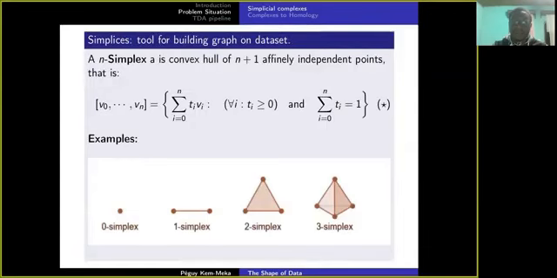To define the notion of simplicial complex, we need first to know the one of simplex. An n-simplex is just a convex hull of n plus 1 affinely independent points. In other words, here I have my points v0, v1 up to vn. Satisfying this formula star, I will say that they form an n-simplex. For example, a 0-simplex is just a point. A 1-simplex is just an edge. A 2-simplex is just a triangle. A 3-simplex is a tetrahedron.